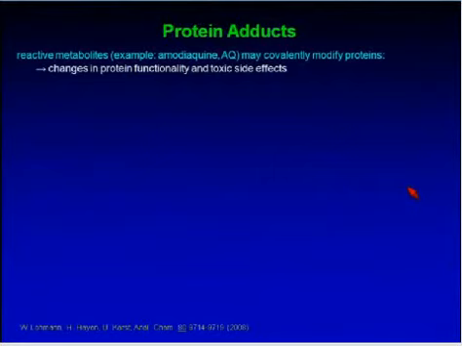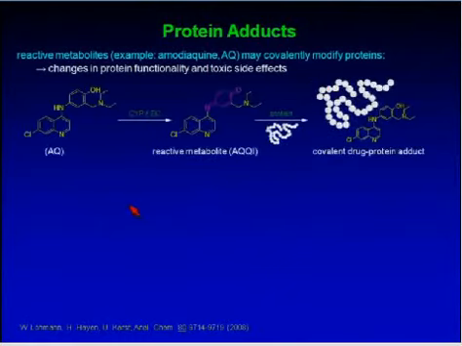We have then looked at protein adducts of the reactive metabolites, and in this case I would like to give you an example for amodiaquine, which may covalently modify proteins. The reaction which we're looking at is the following one. We have the amodiaquine over here. It is activated again to a reactive metabolite, in this case a quinoneimine. And this quinoneimine can now react with free thiol groups in proteins under formation of the respective protein adducts.